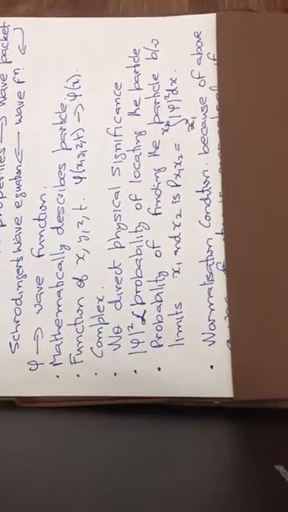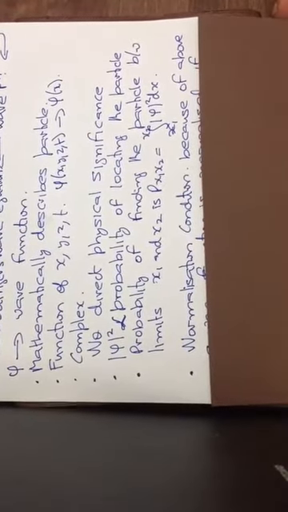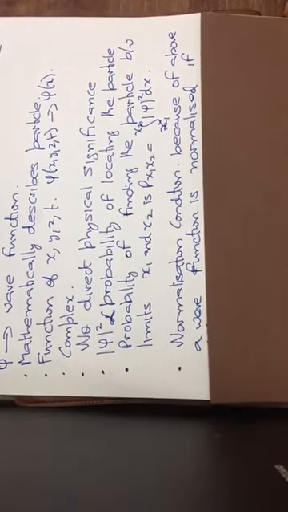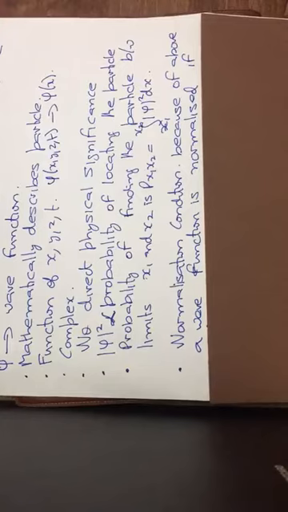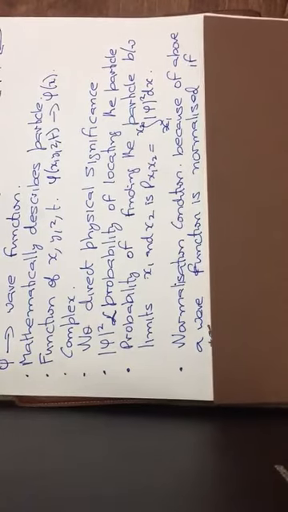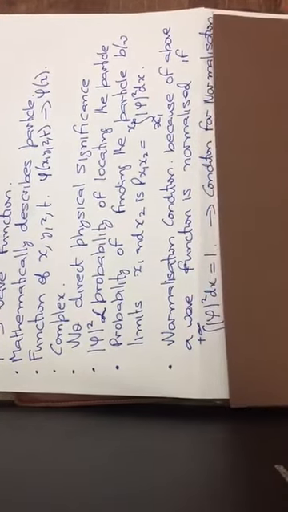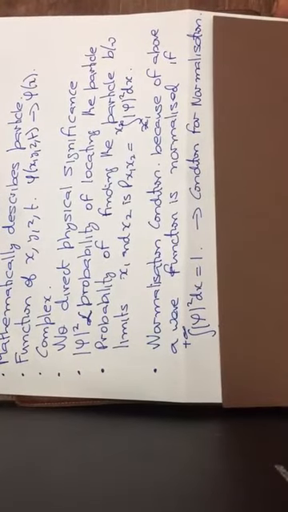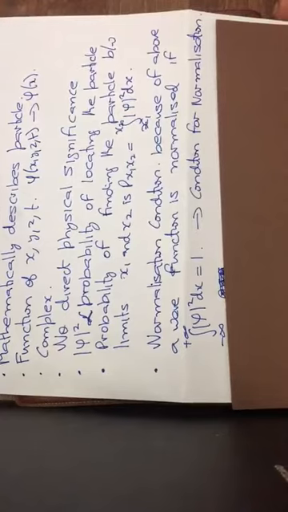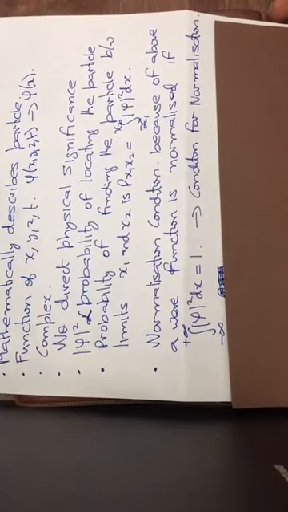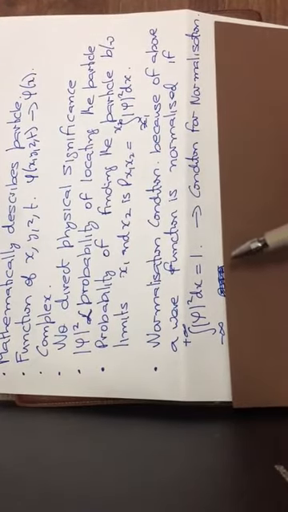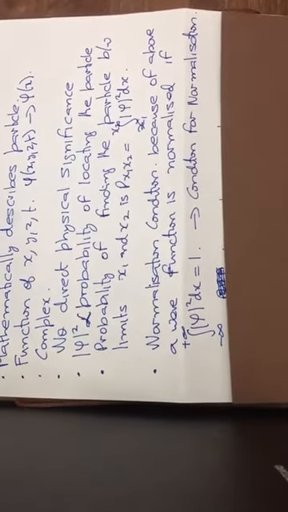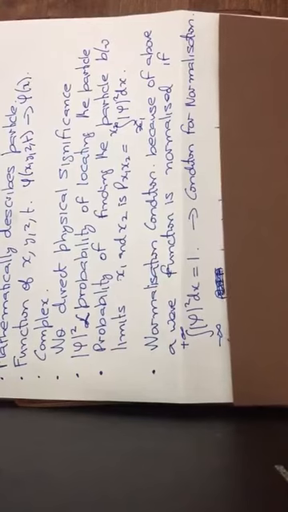Now one important condition is the normalization condition. Basically what it means is that, because it is related to the probability, the wave function is said to be normalized if the integration of the modulus square over the whole space in which it is defined is equal to 1. This is the condition for normalization. It is a very, very useful condition.